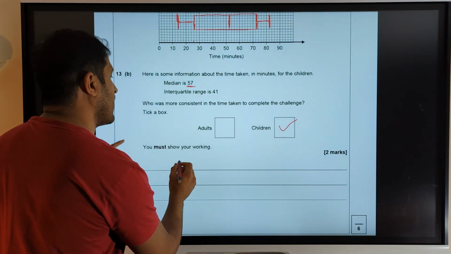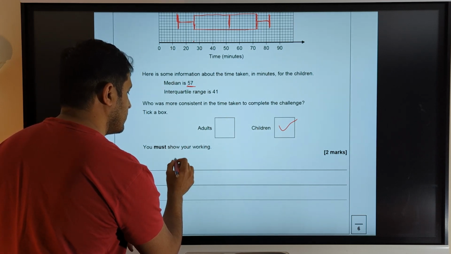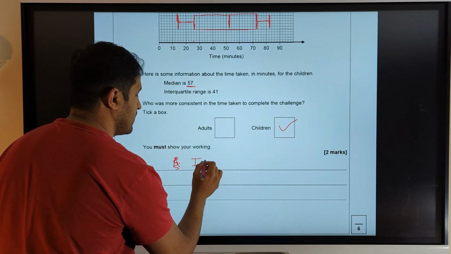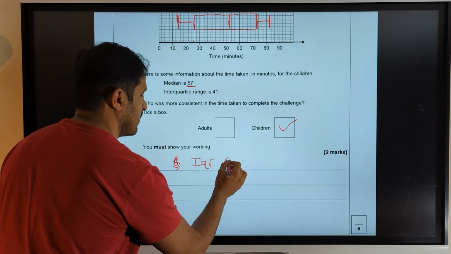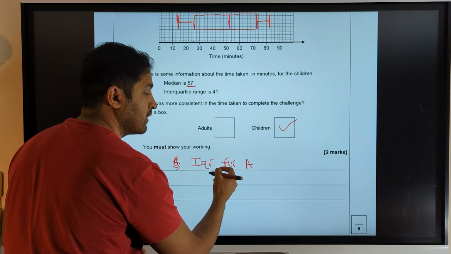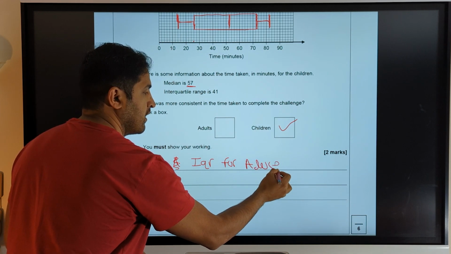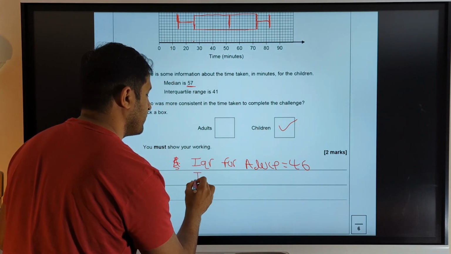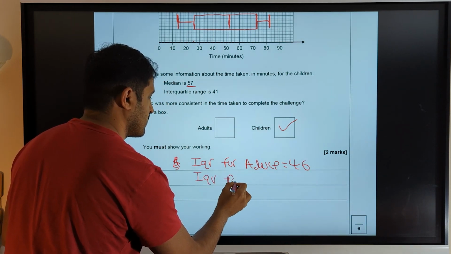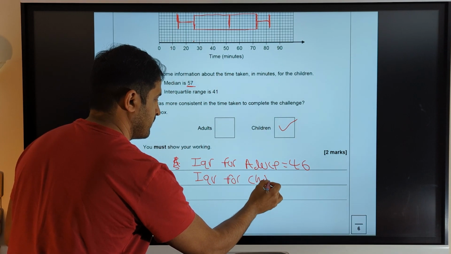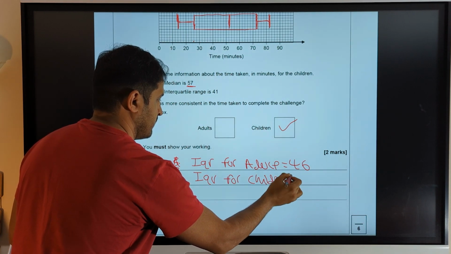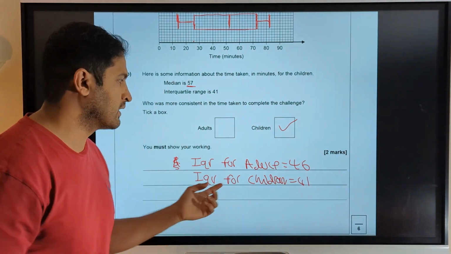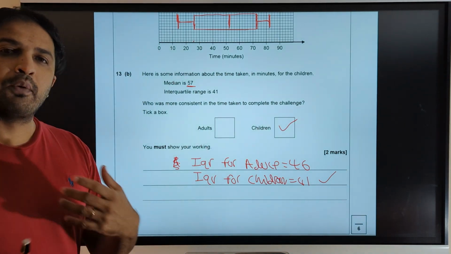Because their interquartile range was smaller. Okay, so adult, I'll write it down as saying IQR. For adult, the interquartile range was 46, whereas the interquartile range for children is 41. So the lower range means more consistent, and therefore the children were more consistent.